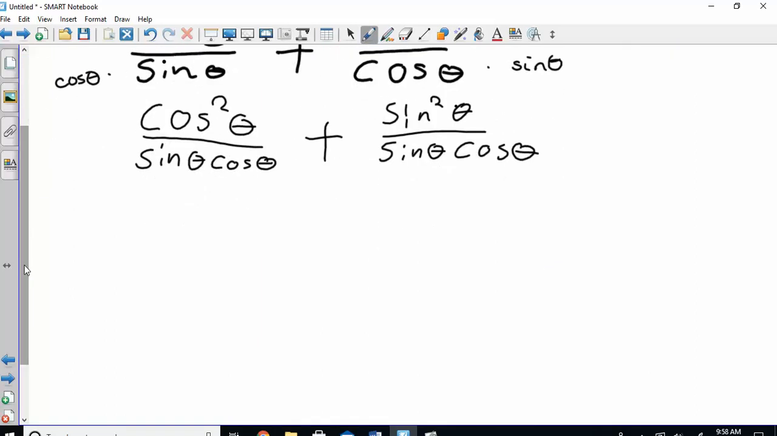Okay. Cosine squared theta plus sine squared theta all over the same denominator. For some reason I always think you're gonna ask a trick question. So it'll be cosine squared theta, and is it plus? Okay. So you add the tops together and the denominator stays the same.